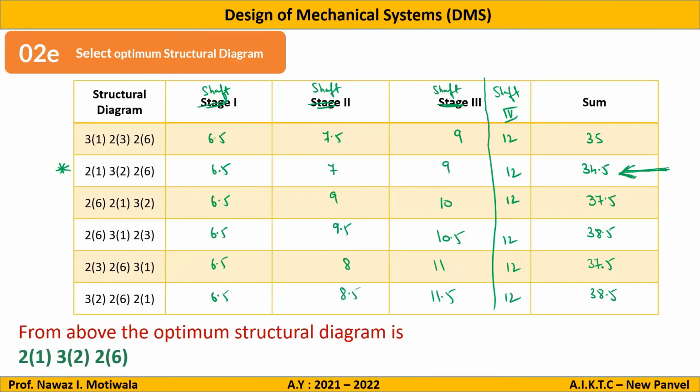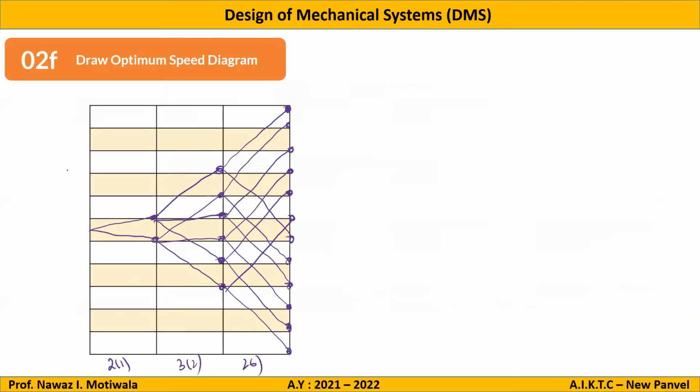Okay, let us go to the next step. So here I have made that optimum speed diagram which is selected. So again I will name it. And here if I am writing speed diagram, I will name it like this: 1, 2, 3, 4, 5, 6, 7, 8, 9, 10, 11 and 12. Because I am writing what? Speed diagram. I am not drawing now the structural diagram. Structural diagram is top to bottom, speed diagram is bottom to top.